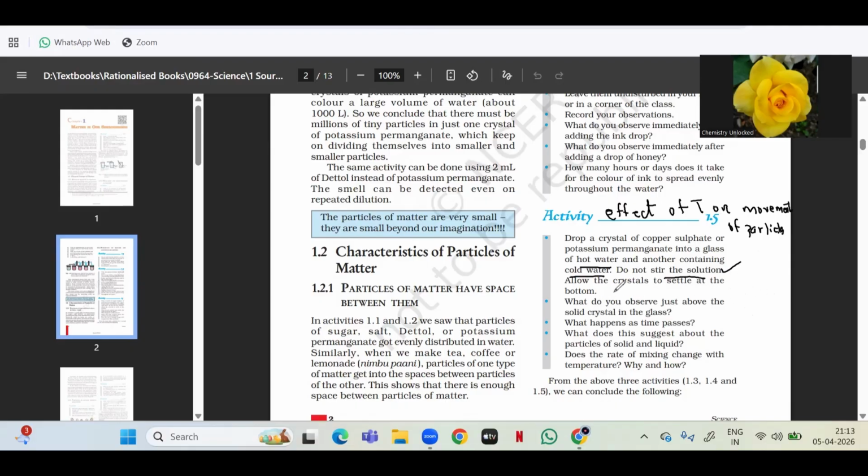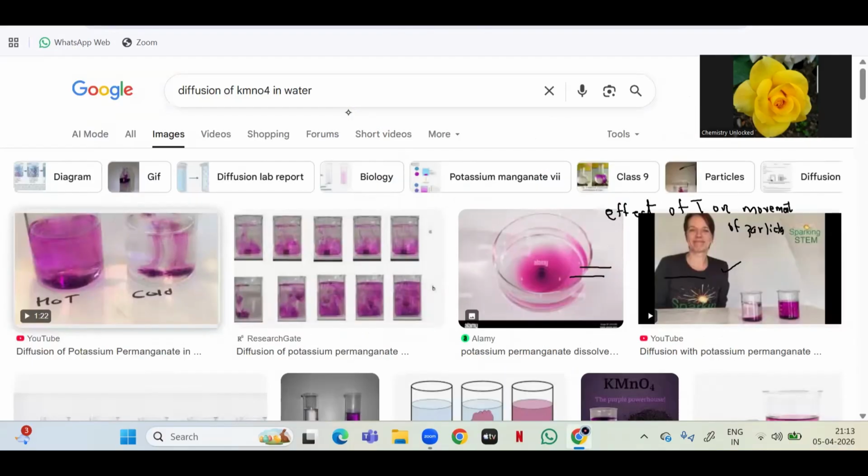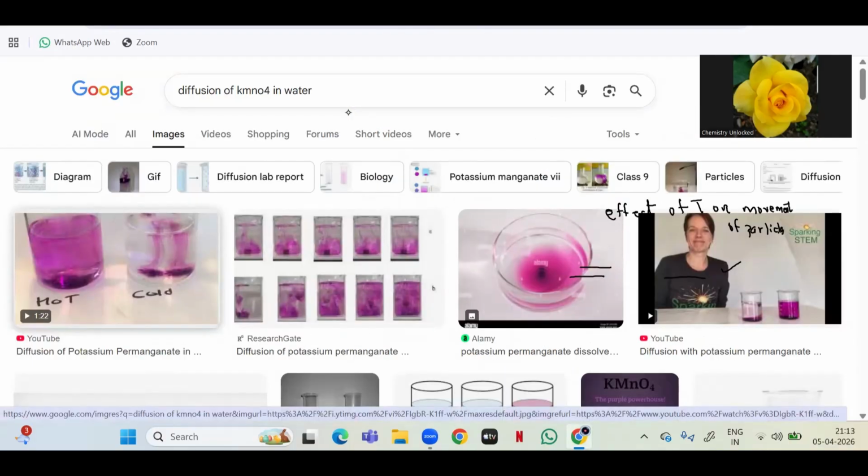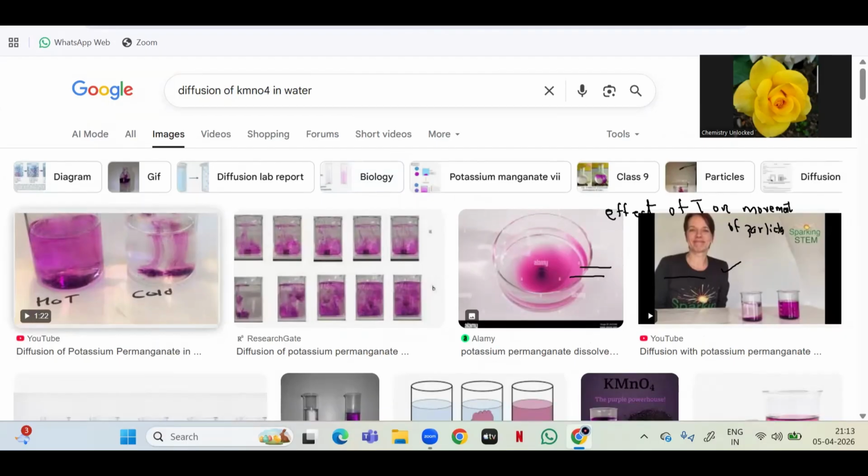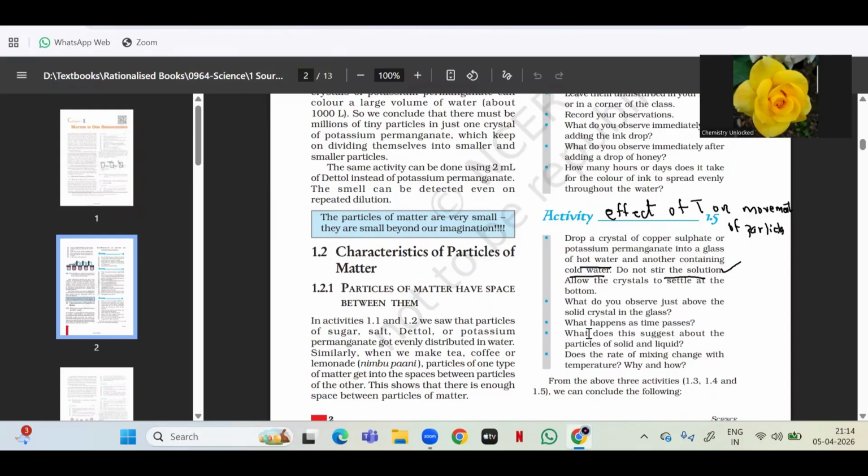Allow the crystals to settle at the bottom. What do you observe just above the solid crystal in the glass? What happens as time passes? So let us see over here. Hot and cold, this is the same activity in image form. What do you observe above the solid crystal? You see that the particles are moving, and the color is mixing slowly with the water, right?